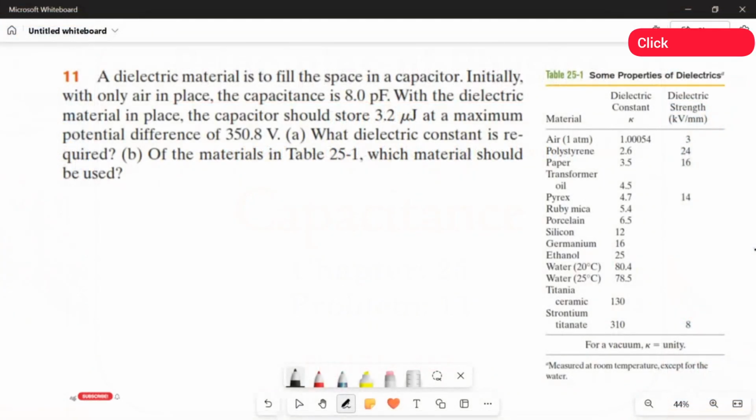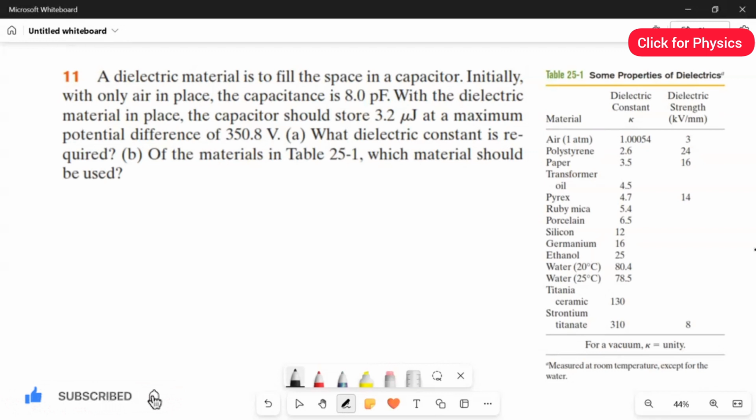Problem 11. A dielectric material is to fill the space in a capacitor. Initially, with only air in place, the capacitance is 8.0 picofarad. With the dielectric material in place, the capacitor should store 3.2 microjoule at a maximum potential difference of 350.8 volt.